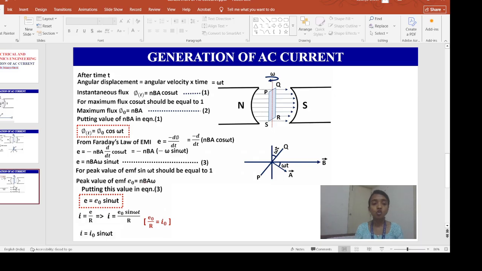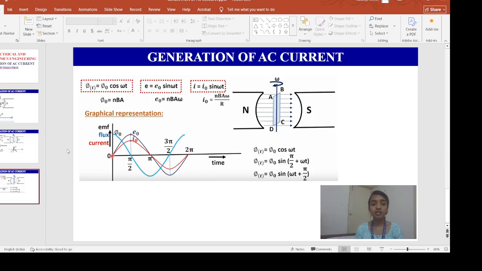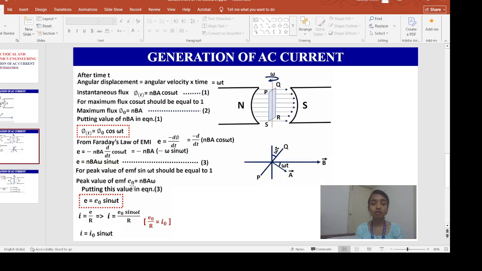So if we summarize the equations that we have got so far: this was my instantaneous flux, phi t equals phi naught cos omega t, where phi naught is the maximum flux that we calculated, NBA. Then EMF equals E naught sine omega t, where E naught we found as NBA omega. For current, I equals I naught sine omega t, so I naught equals NBA omega by R, because we have already seen I naught equals E naught by R.